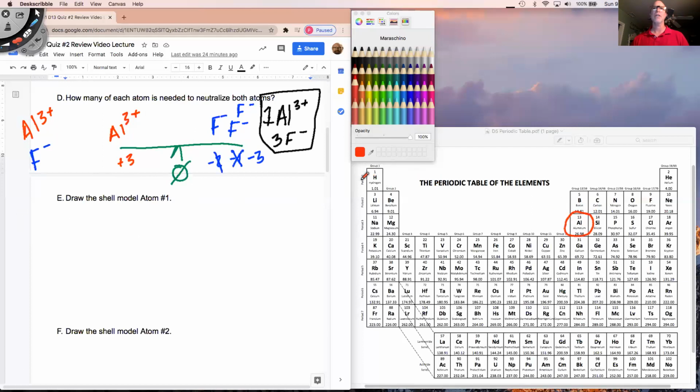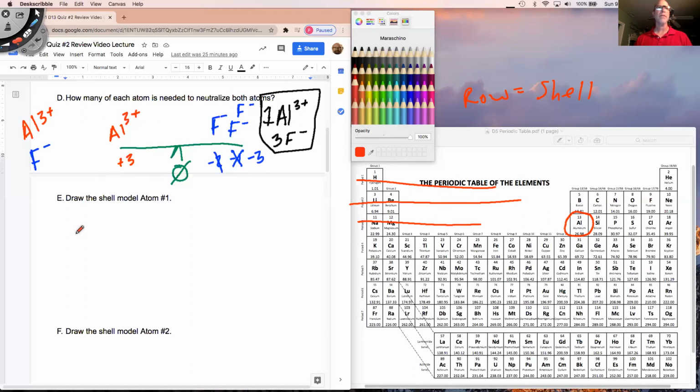Well, we have each row. Remember that each row equals a shell. So each row correlates to a shell. So here we have row number 1, row number 2, row number 3, which means we have 3 shells on this aluminum. And we're not working with aluminum, we're working with aluminum 3+.